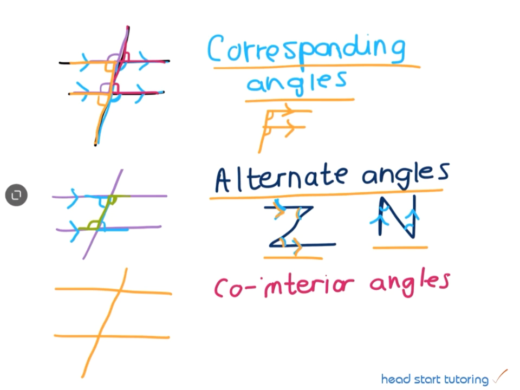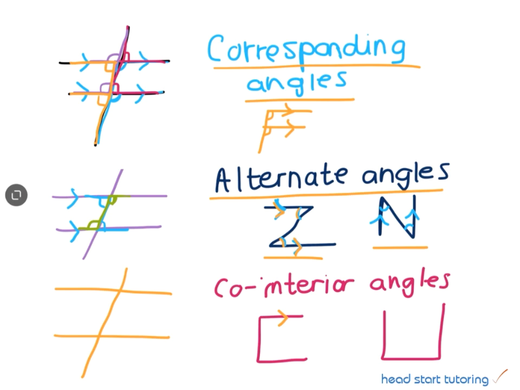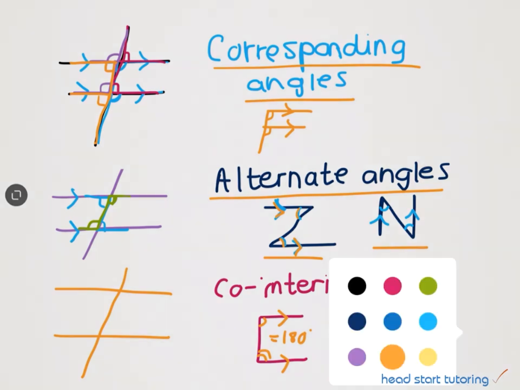Right, let's have a look at our co-interior angles. Our co-interior angles are angles that create a U or a C. So we've got a U or a C type shape. So if these sides are parallel to each other, these angles here will not be equal, but they will add up to 180 degrees. So if these two lines are parallel, these interior angles will not be equal. They will add up to 180 degrees.